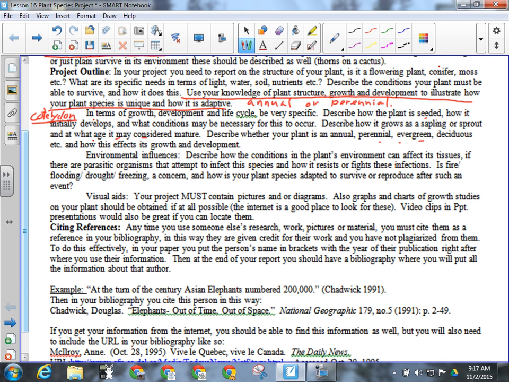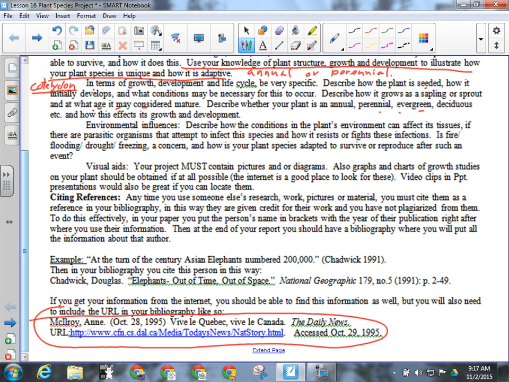And remember that you need to cite those. Those are a reference. Every time you take pictures, you have to cite it just like you would if you were taking information. So, down to citing references. A few of us lost marks on this the last time. Remember that it needs to look like this.